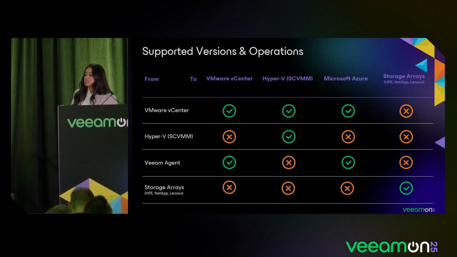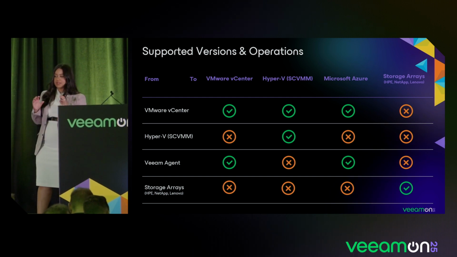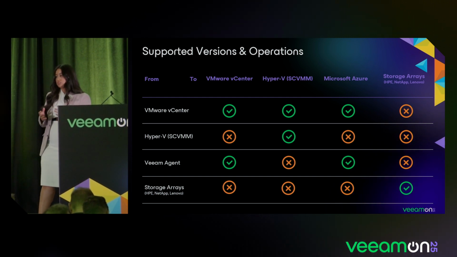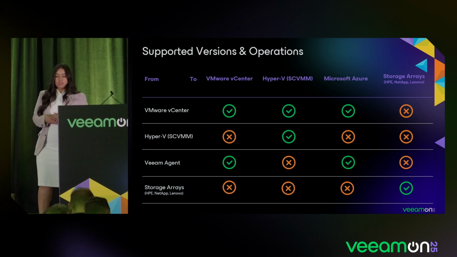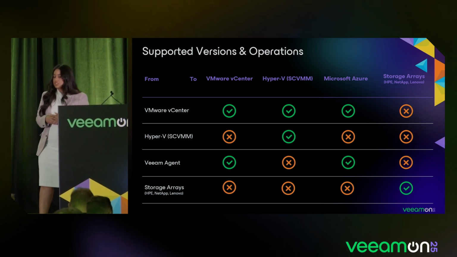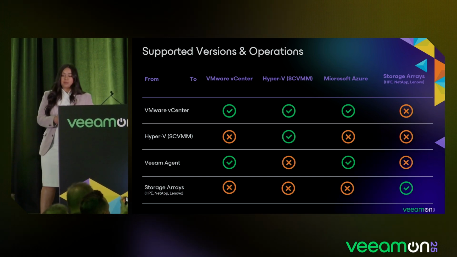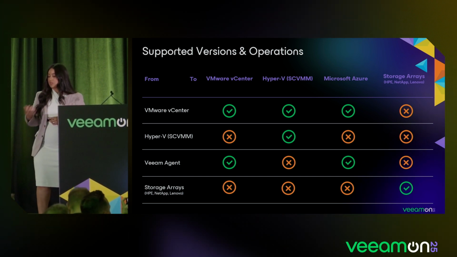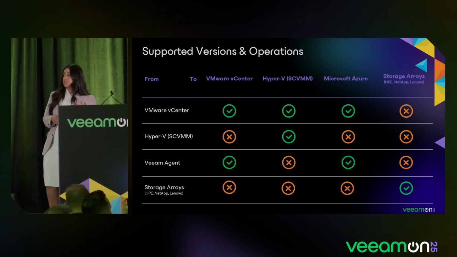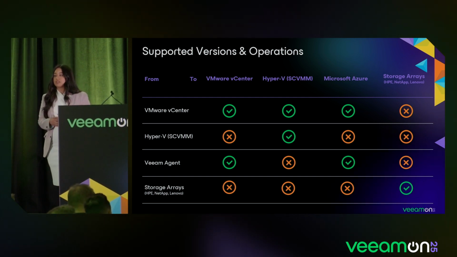So when we start looking at supported versions and operations, this is a nice quick overview of what you can do with Veeam Recovery Orchestrator. Essentially, we started off with supporting vSphere first. Obviously, you can recover vSphere to vSphere. We could also take VMware workloads and recover them to Hyper-V. We could also take VMware workloads and recover those into Microsoft Azure.